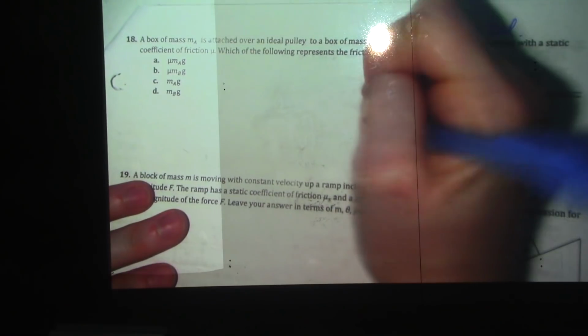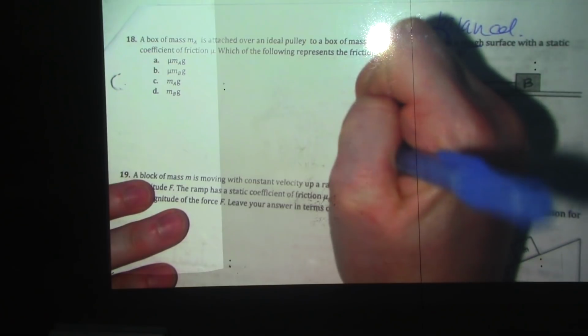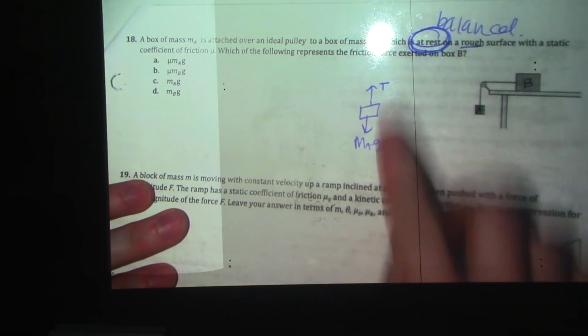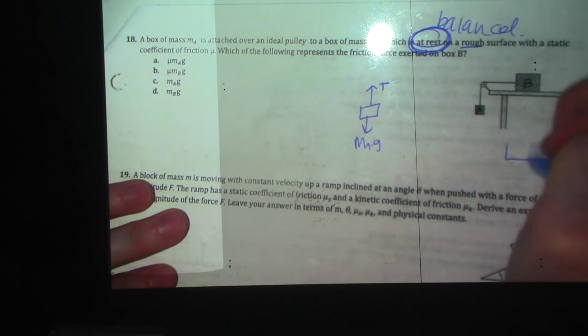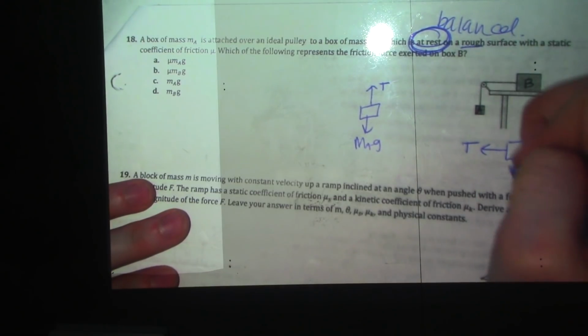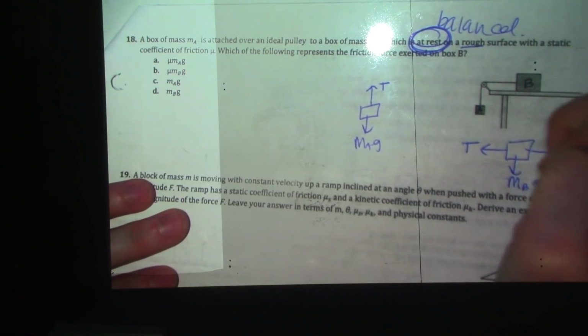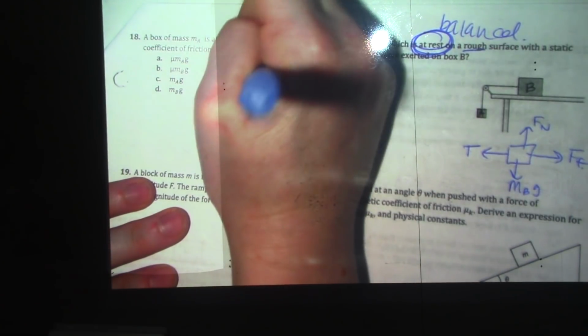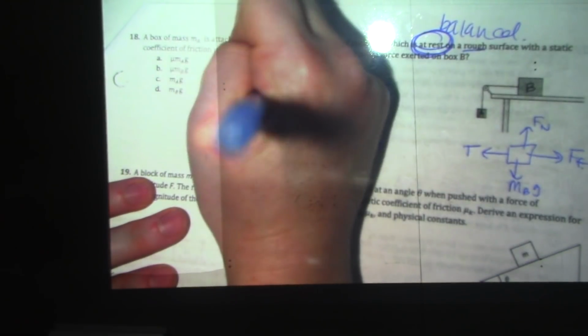So again, balanced forces. Free body diagrams. I've got my MAG and the tension, and these two have to be equal. For B, I've got the force of friction and the tension, and these have to be equal. If you are saying, okay, this would be MBG, and this would be Fn, and you're saying, well, friction is just mu Fn, so that would be mu MBG for the force of friction on this. Again, that is static friction.